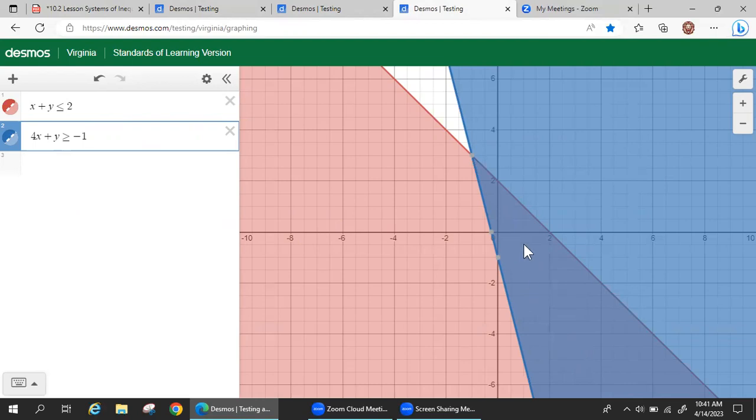So any point that I pick in this region, I can plug in for X and Y in both of these inequalities, and it will make them both true.